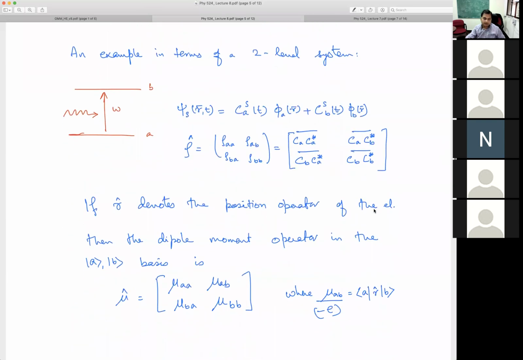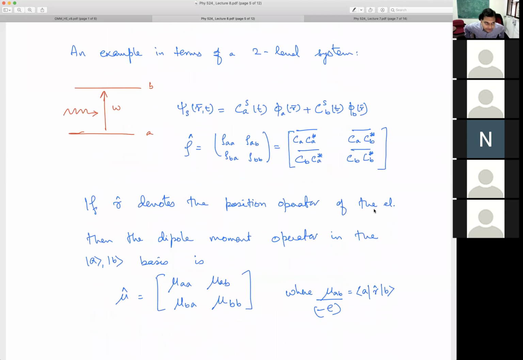Before I proceed to perturbation theory, let me give you an example of a two-level system. Two-level systems are a favorite example in first courses in optics because I do not have to worry about a lot of things. There are only A and B levels, where the A level is lower and the B level is higher. I'll shine light and do a single-photon excitation of angular frequency omega. For this two-level system, I can write the wave function in a state S as a superposition of phi A and phi B with coefficients C A S and C B S.